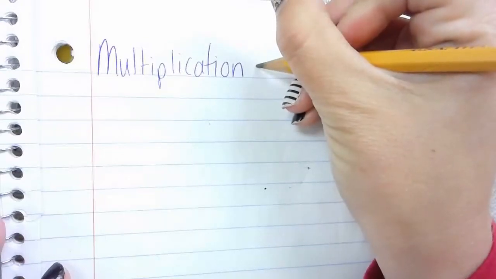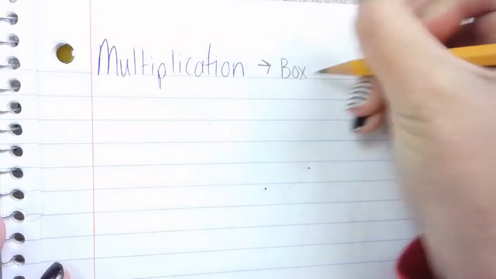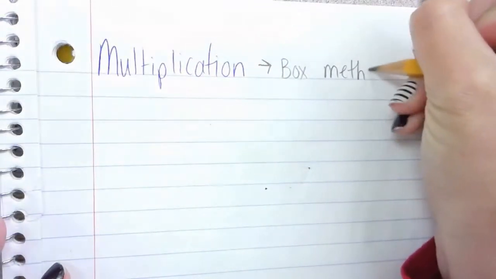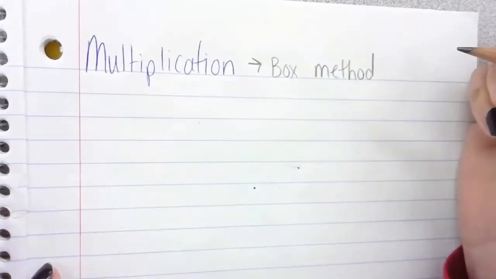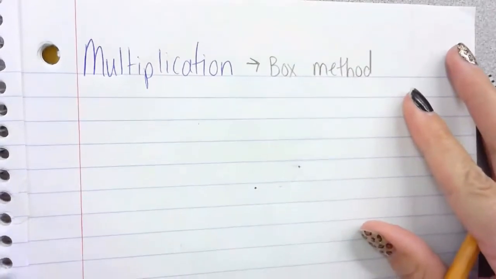Hey guys, today we are going to talk about multiplication using the box method. Okay, so the box method basically just helps us break down the multiplication problem into partial products.